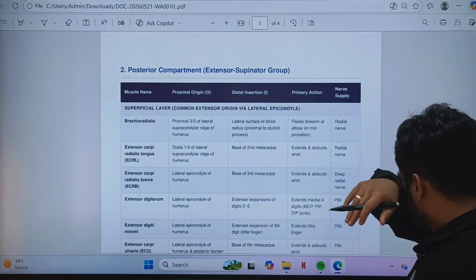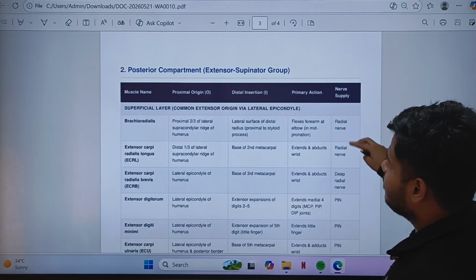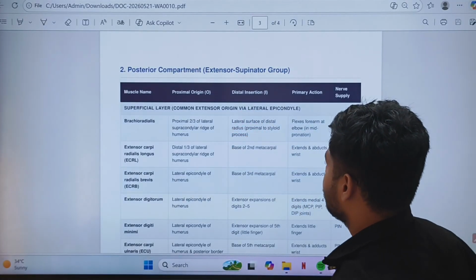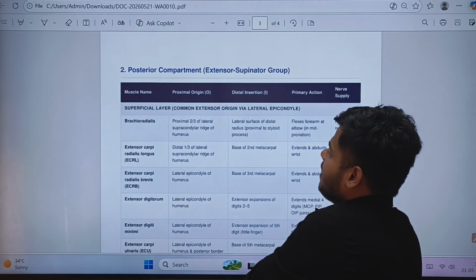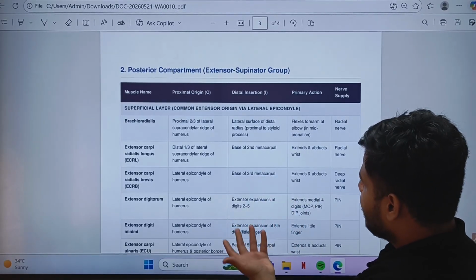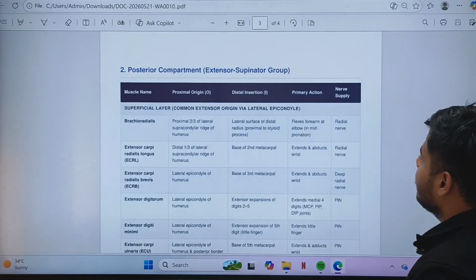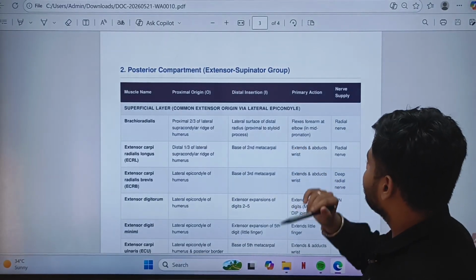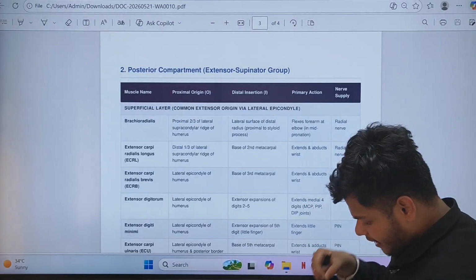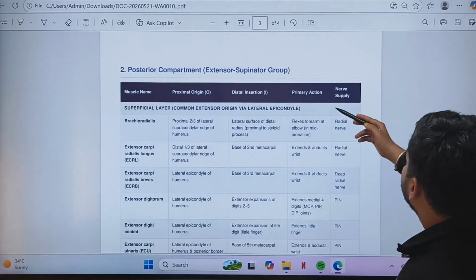Now the first muscle present in the superficial layer, and it is a common extensor origin from the lateral epicondyle, which we have seen previously, is brachioradialis. It originates from the proximal 2/3 of the lateral supracondylar ridge of the humerus. Its insertion is on the lateral surface of the distal radius, a little bit towards the lower side.